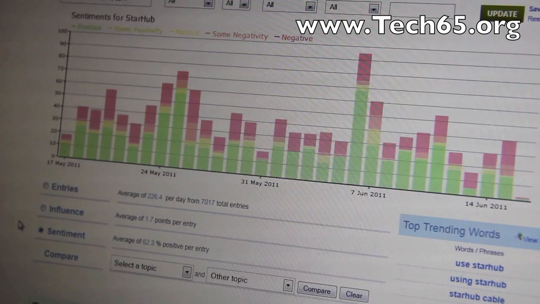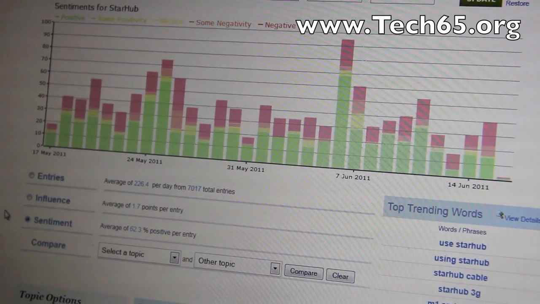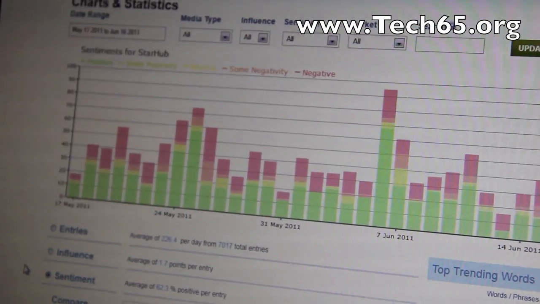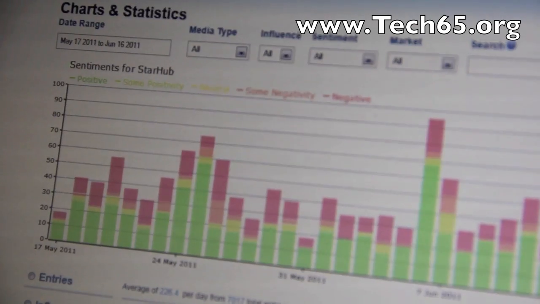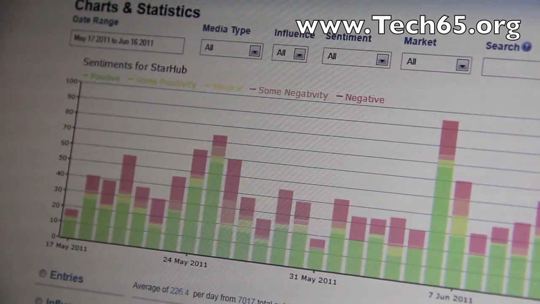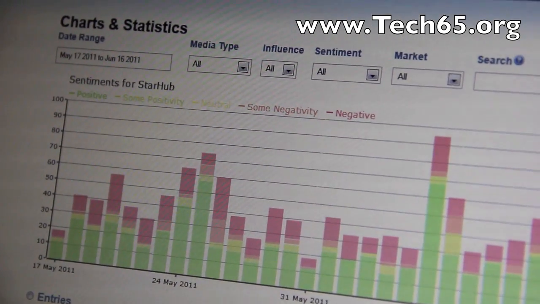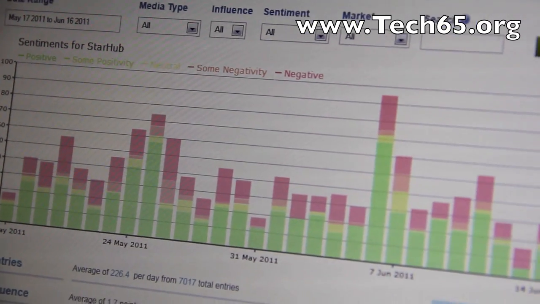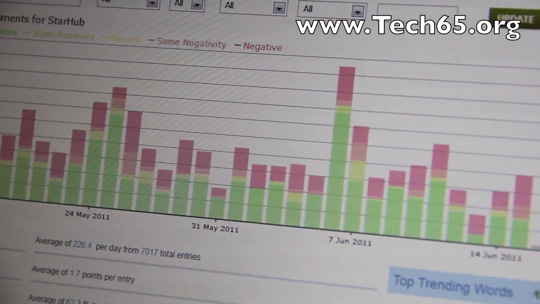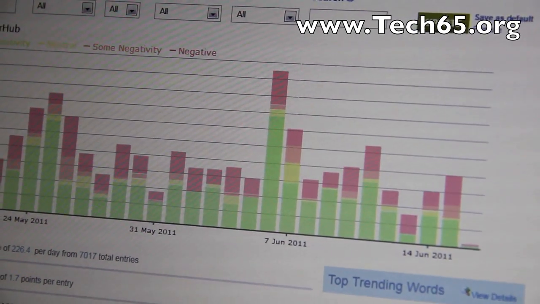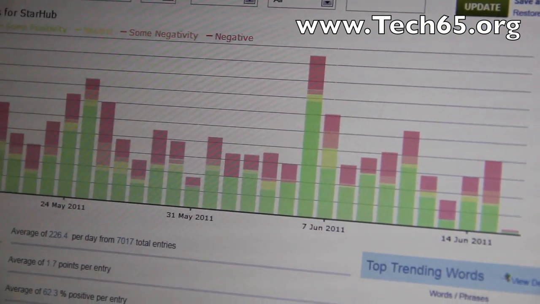The data is also broken down into sentiment. So when somebody says something positive, it will be tagged as a positive comment, and negative in the red colors as well. So what happens is that the software is able to look at the word StarHub and look around it, look at the words that are describing it. So if people say StarHub sucks, it will be tagged as a negative. If somebody says, you know, StarHub's a fantastic service, it will be tagged as a positive.